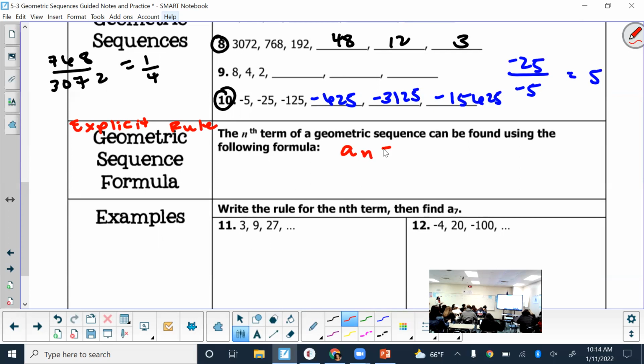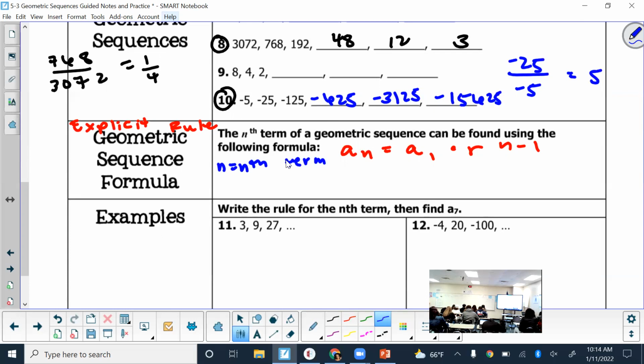The rule is a sub n equals a sub 1 times r to the n minus 1. All right, I'll provide you the formula, but I won't tell you how to use it on your test. You have to know how to use it on your test. All right, I'll tell you how to use it now though. So n stands for nth term. So n equals nth term.